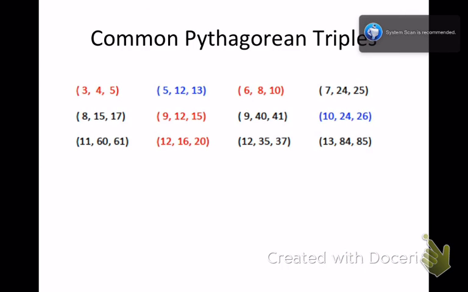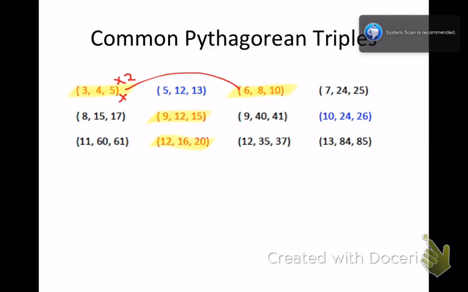Okay? These are the common Pythagorean triplets. So when you recognize these, they should kind of come to you right away. Now somebody asks the question, well, why are these in red? Well, think about it here. If I were to take 3, 4, 5 and I take that times 2, what do I get? If I take all those sides times 2, what do I get? 6, 8, 10.